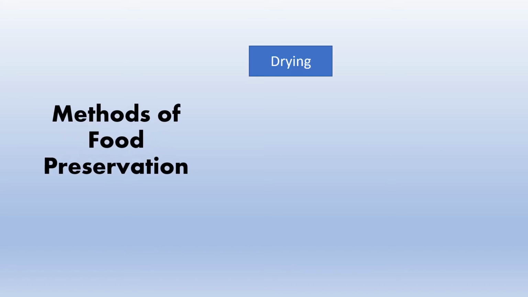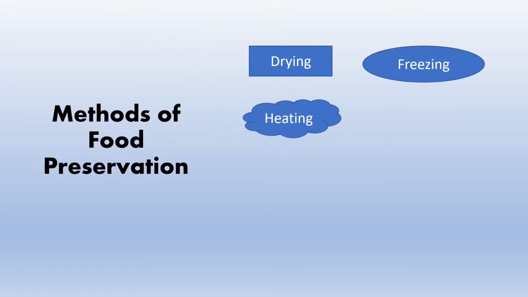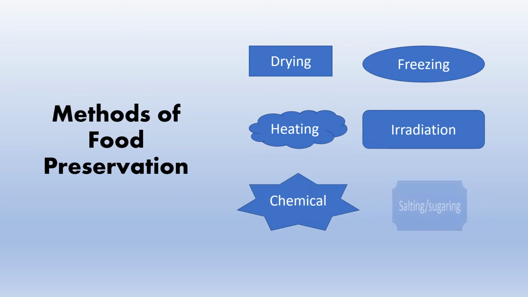These are the methods of food preservation. Examples: drying, freezing, heating, irradiation, chemical, salting, or sugaring.